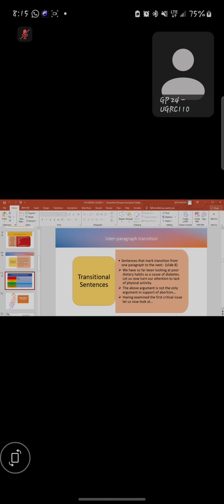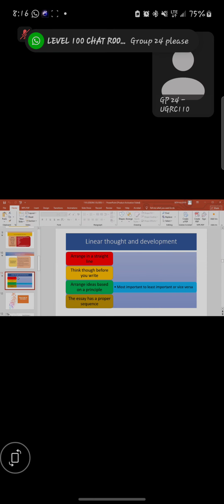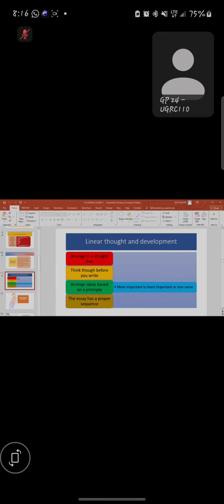Now, how should our essay flow? In addition to the fact that it must be kinetic by means of transitional markers, transitional words, phrases, and sentences, it must be orderly arranged, with linear thought and development, linear from the root word line. It must be arranged in a straight line, meaning that you arrange your ideas in this particular form.